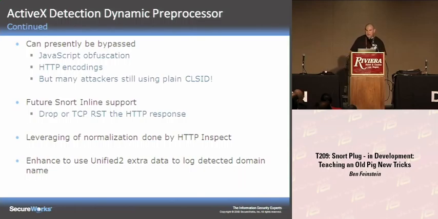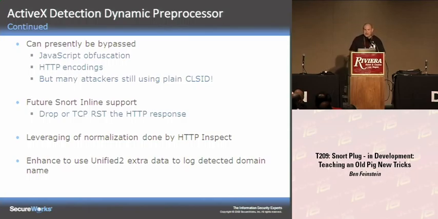So it can be evaded like most things in security. JavaScript is a great way to obfuscate attacks. I'm not going to un-XOR your JavaScript and determine that there's an ActiveX control in there. However, today a lot of attackers that are attacking these ActiveX controls are just using plain class IDs. They're not really being that sophisticated. Also, you could probably evade this with some HTTP encodings, using gzip or deflate.